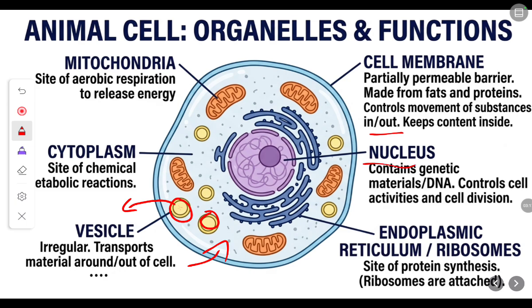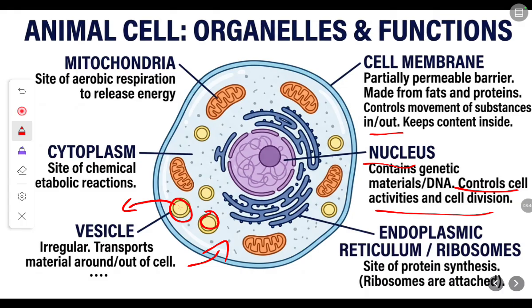Now for the nucleus. It contains what? It contains genetic material, which is the DNA. It controls cell activities and cell division. It controls all of the cell activities and cell division. So this is the nucleus. It contains your DNA, and your DNA is stored inside the nucleus. And remember this information with me, because it really comes up in paper 4 and paper 2 questions.